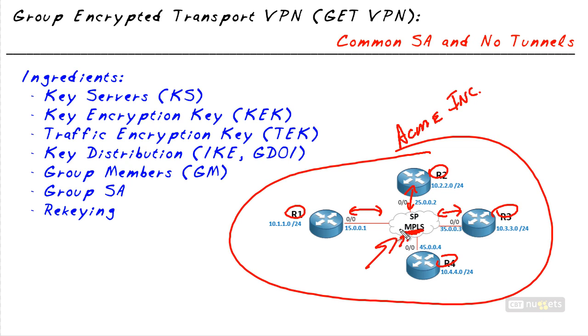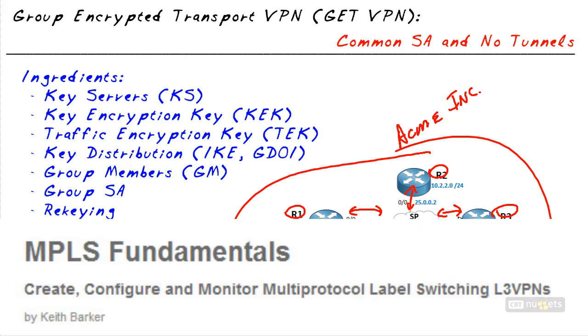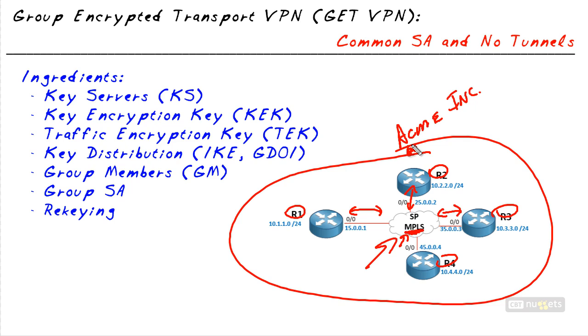Now, the VPN portion in MPLS Layer 3 VPNs doesn't imply encryption. It simply implies that Acme's traffic and Acme's connectivity between their sites is kept separate and private from other customers of that same service provider. And if you're interested in more detail on MPLS and that specific technology, come check out our MPLS course right here at CBT Nuggets.